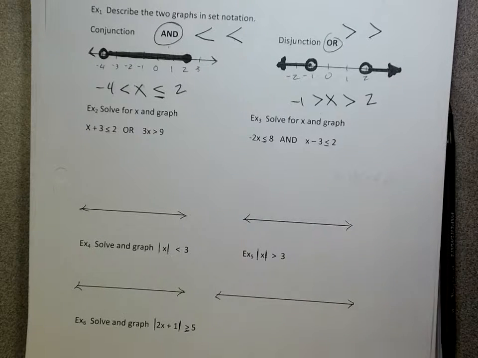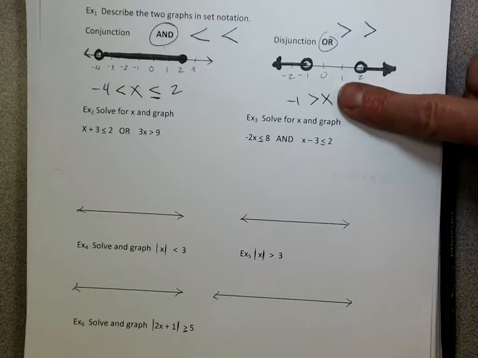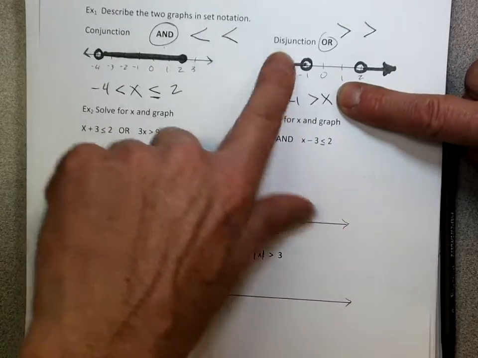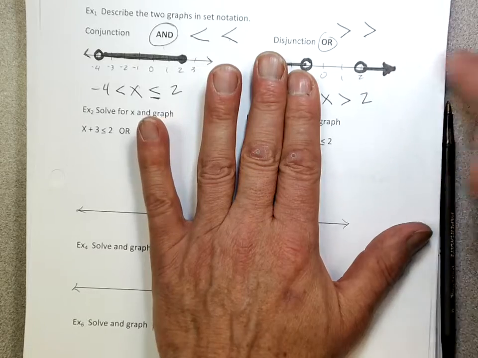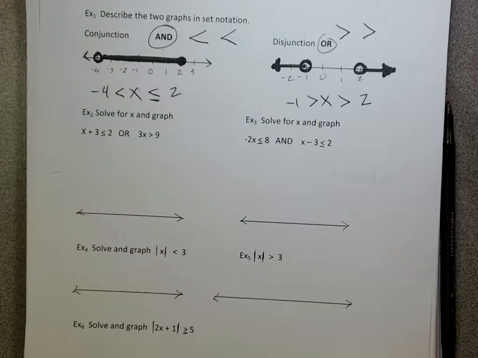Well, let's read it. Read x first. X is less than -1. Yeah. And x is greater than 2. Yeah, that makes sense. Okay, so we wrote that as a compound statement.